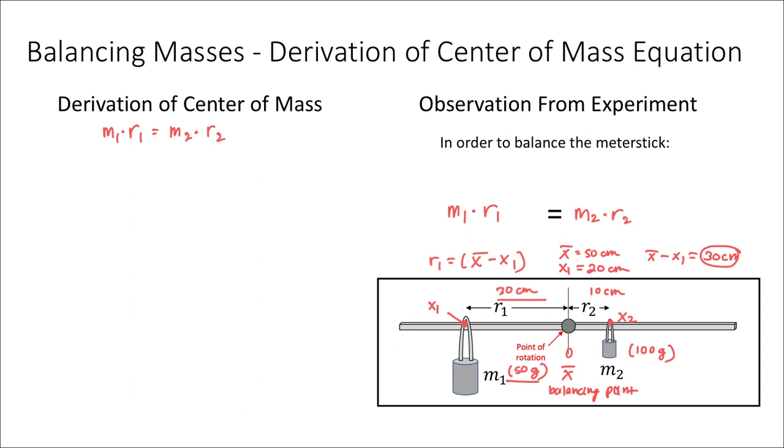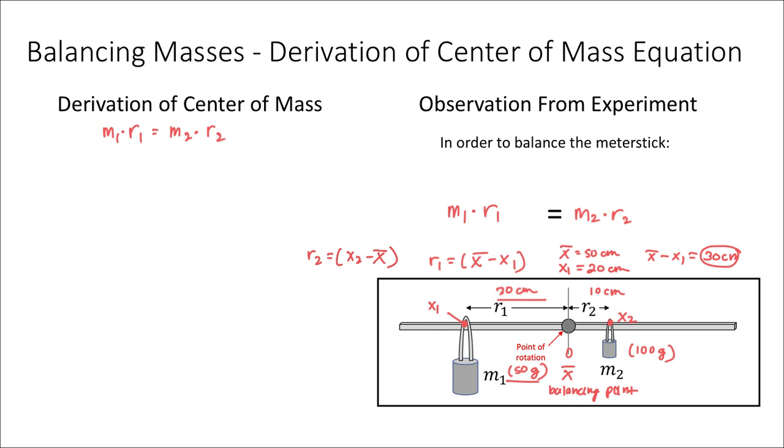So then similarly, since R2 is on the right side of the balancing point, we'll say that R2 here, I'll do this to the side, R2 is going to be x2 minus x bar. And what that's saying is if you take that longer position and subtract from it the center point, you'll get the distance from the center point.